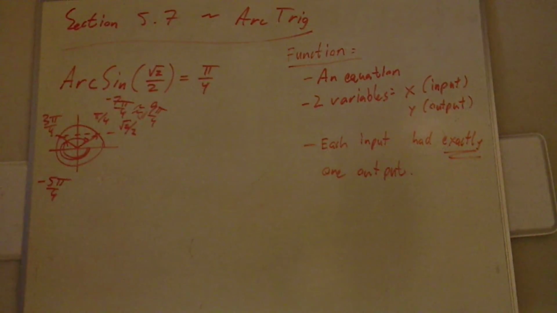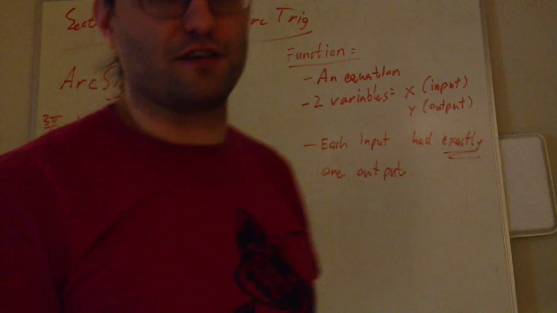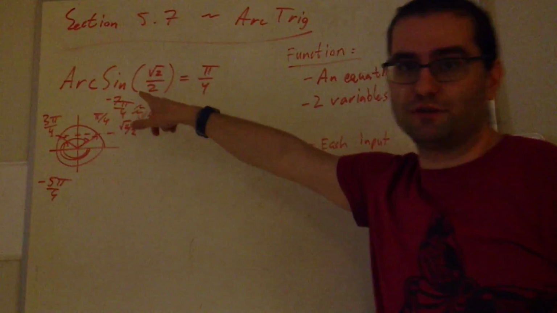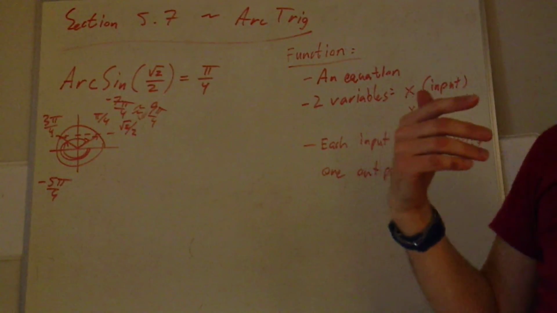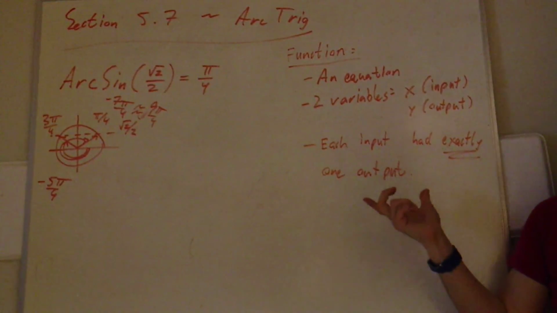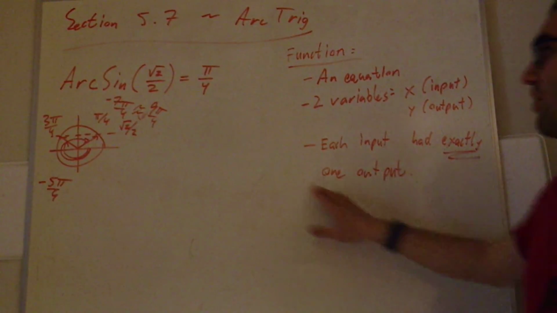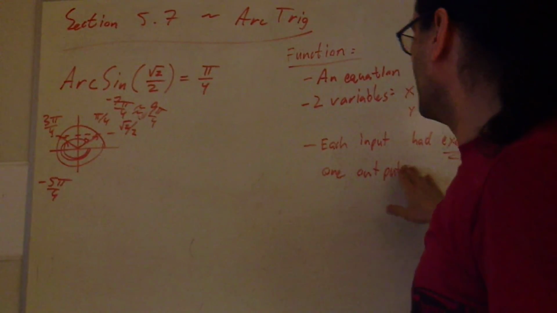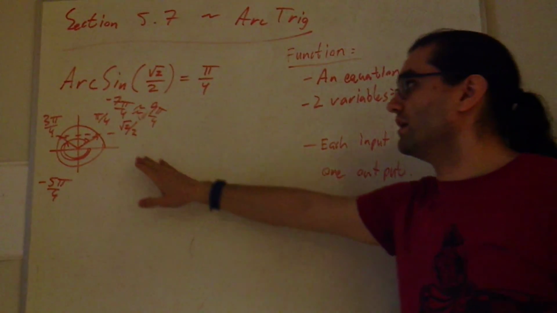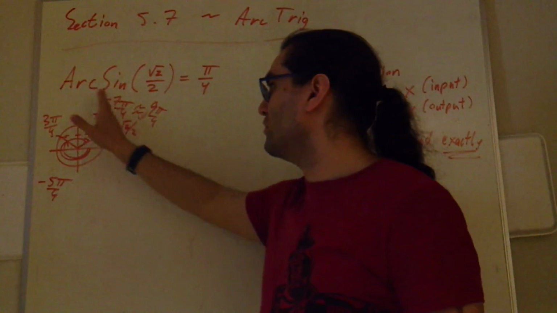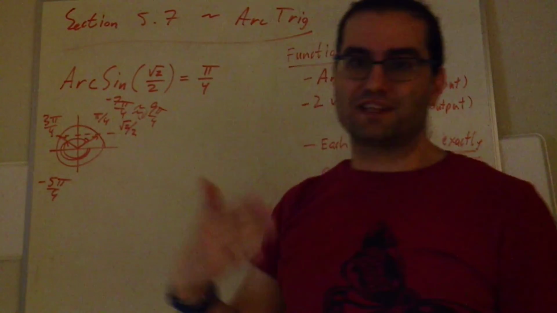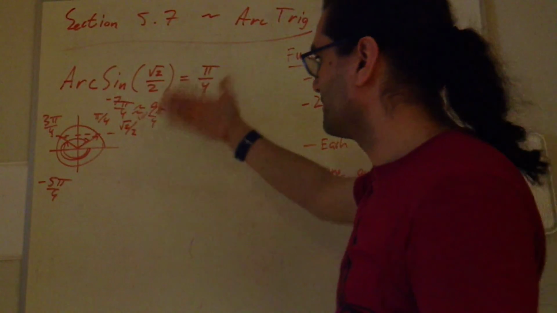So again, there are lots and lots and lots of different angles that will have a sine value of root 2 over 2, which is not what we want to have happen in a function. If arcsine is going to be a function, it needs to have exactly one output for each input, which means that, once again, I need to restrict the range of the arcsine so that it's producing exactly one answer every time I plug in a number.